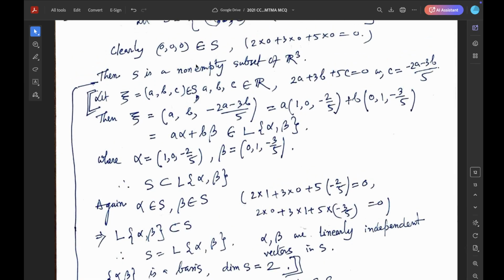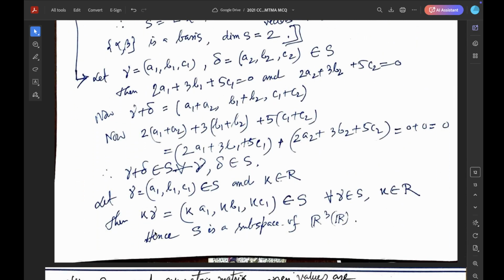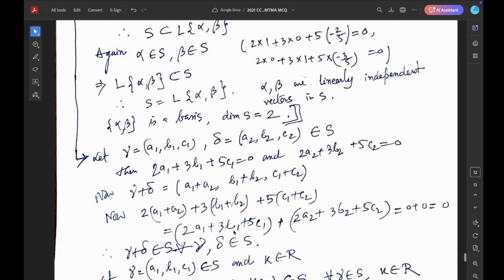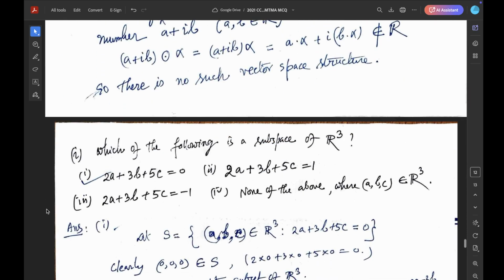So first write that (0, 0, 0) belongs to S. This is a non-empty subset of R3, and next prove this. This is the subspace theorem: gamma plus delta belongs to S and k gamma belongs to S. Then this S is a subspace of R3. So the first option is correct. Option 1 is correct.